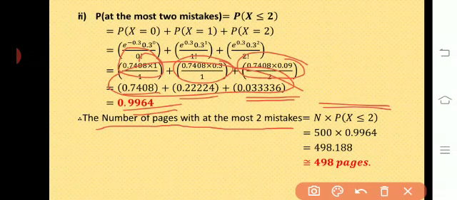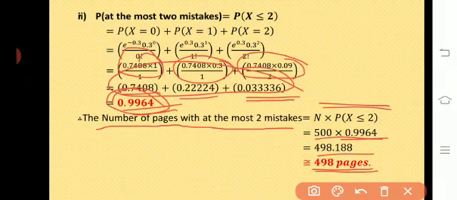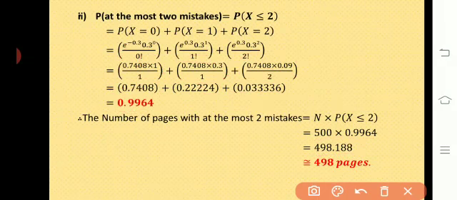Therefore, the number of pages with at the most 2 mistakes is nothing but capital N into the probability of x less than or equal to 2. That is 500 into this probability, 0.9964. If you multiply this, you will get 498.18, which is nearly equal to 498 pages. That means the number of pages with at the most 2 mistakes is 498 pages.